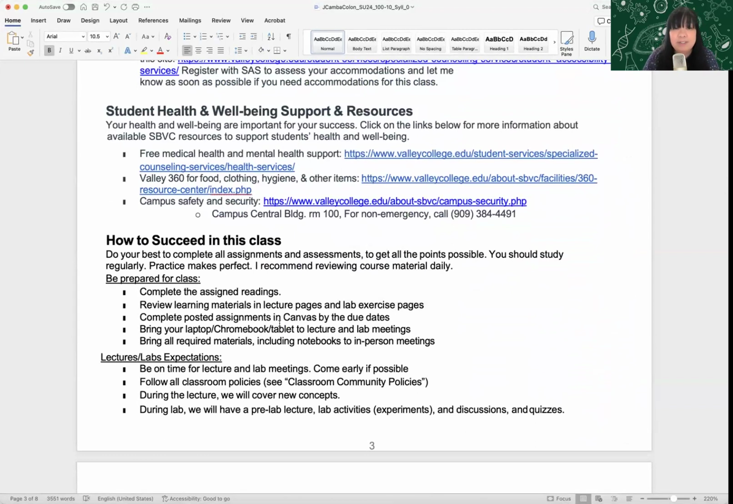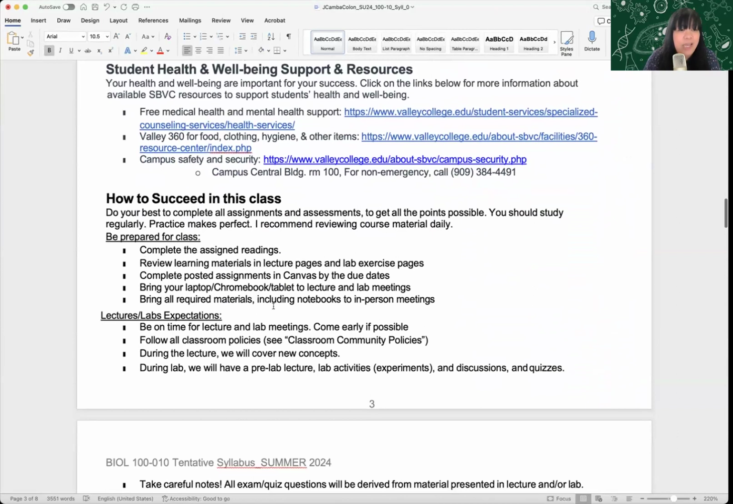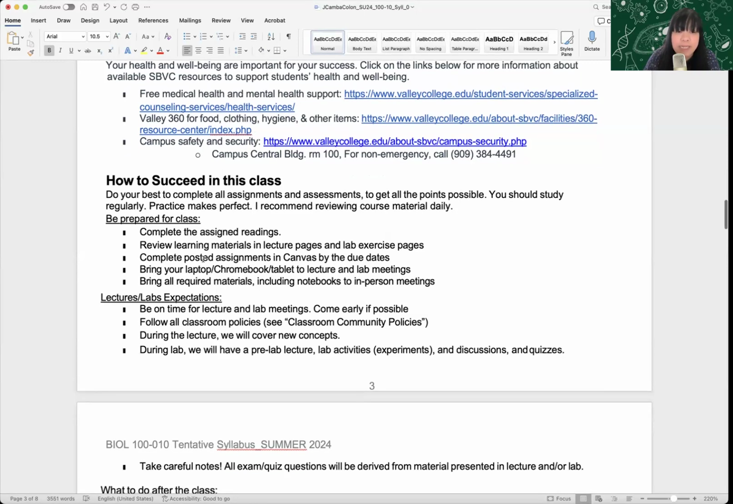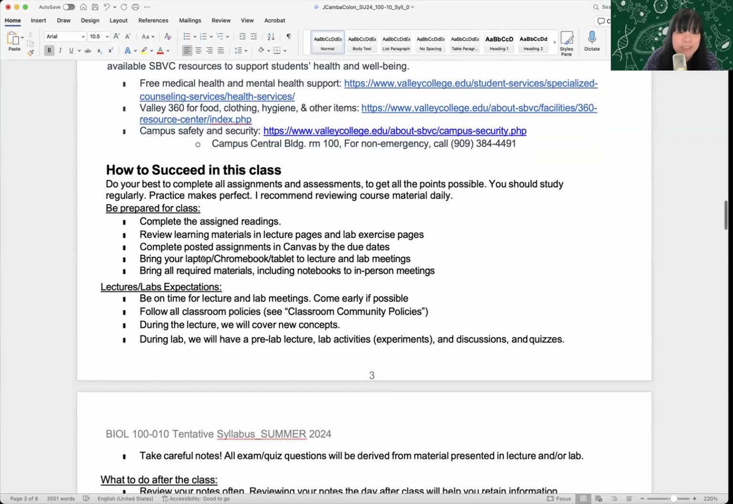So these are what I have on how to succeed in class. You have to be prepared, complete the assigned readings, review learning materials in lecture pages and lab exercise pages, complete posted assignments by their due dates, bring your laptop, Chromebook, or tablet to lecture and lab meetings. Okay, bring it to lab meetings. Bring all required materials, including notebooks, to in-person meetings.